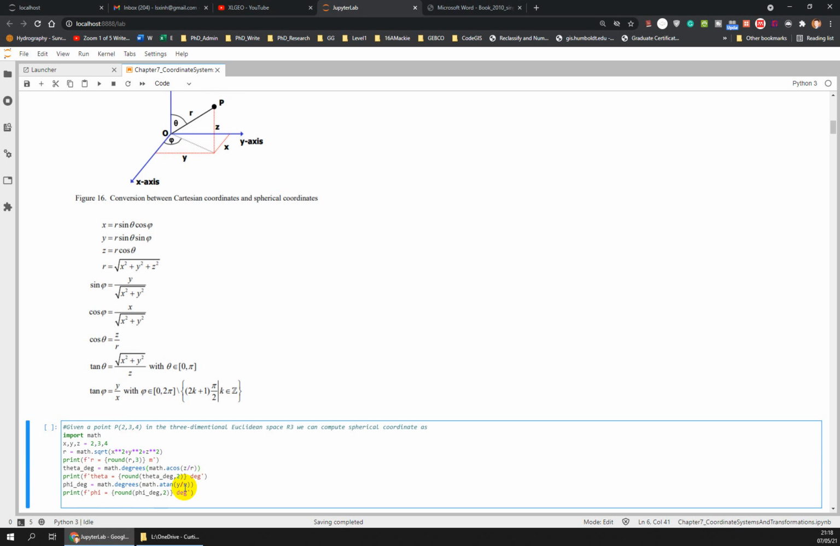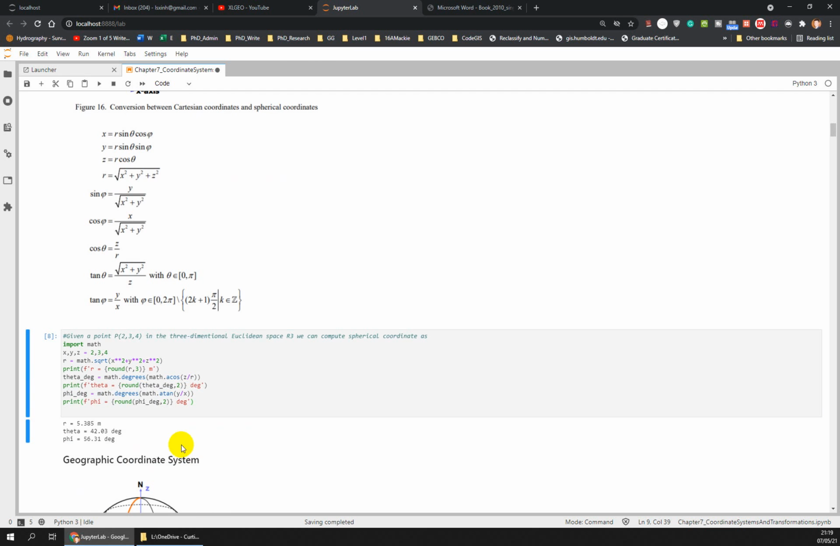Actually, the formula I use here is wrong. So phi should come from this formula, which is the arctangent of y over x. It's a very simple formula.